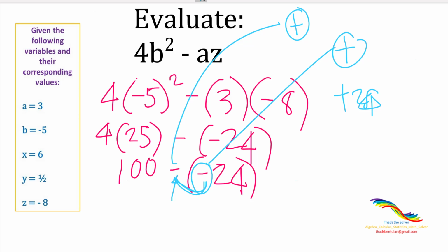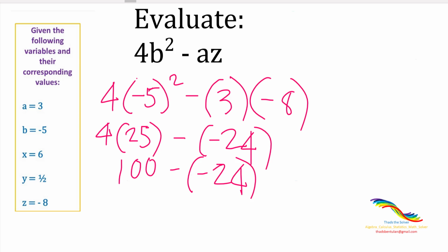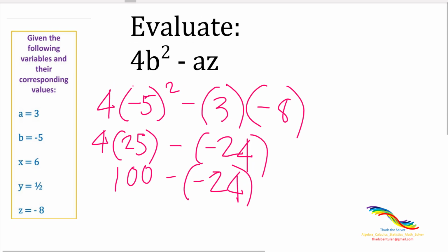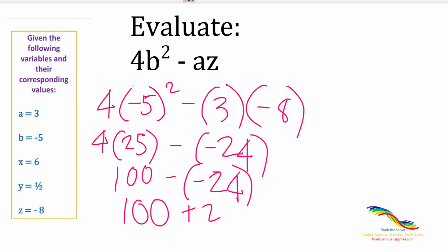All right, so let's further simplify. This will become 100 plus 24 equals 124.